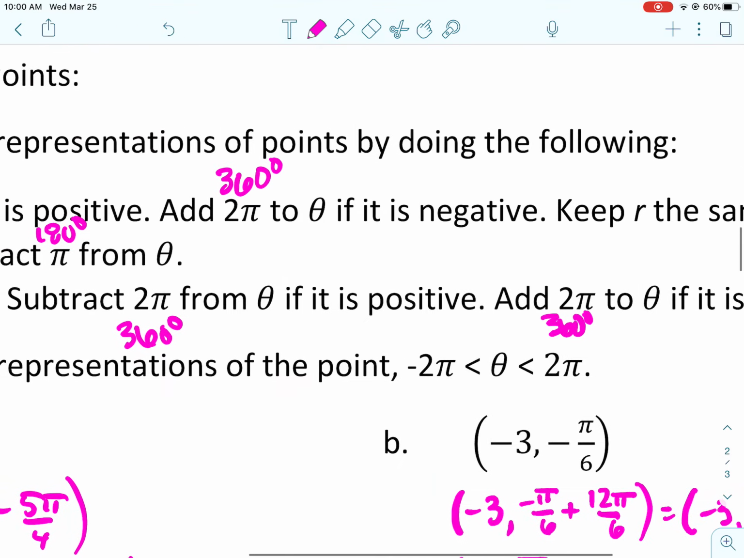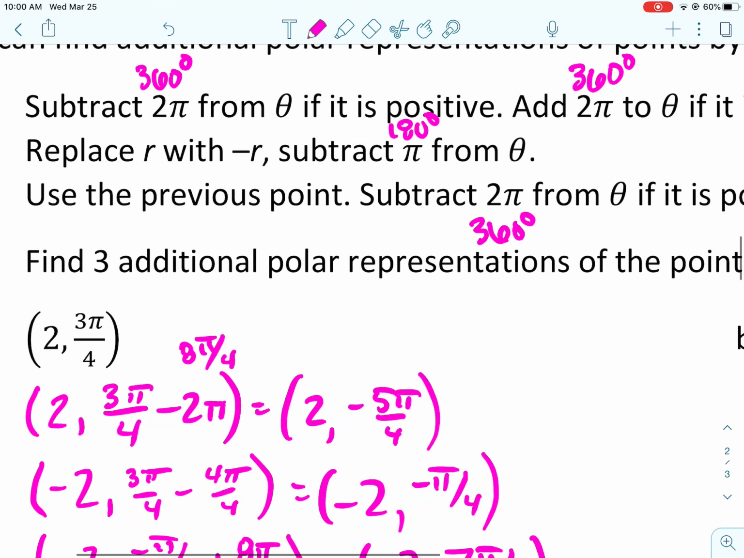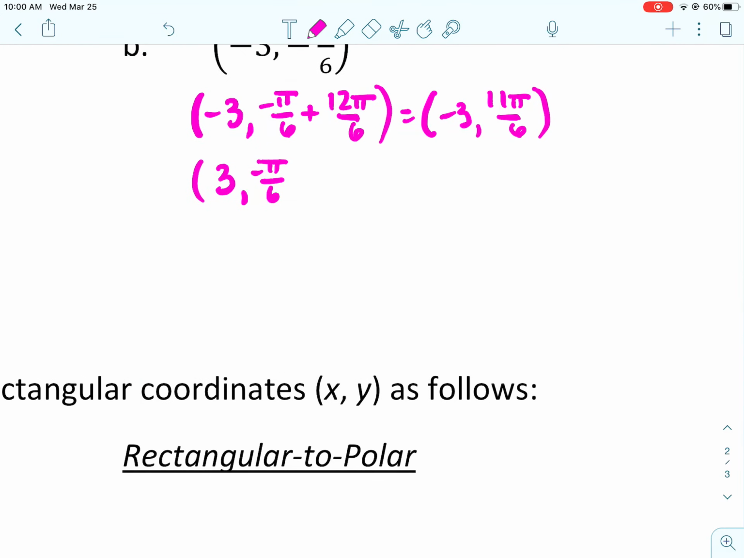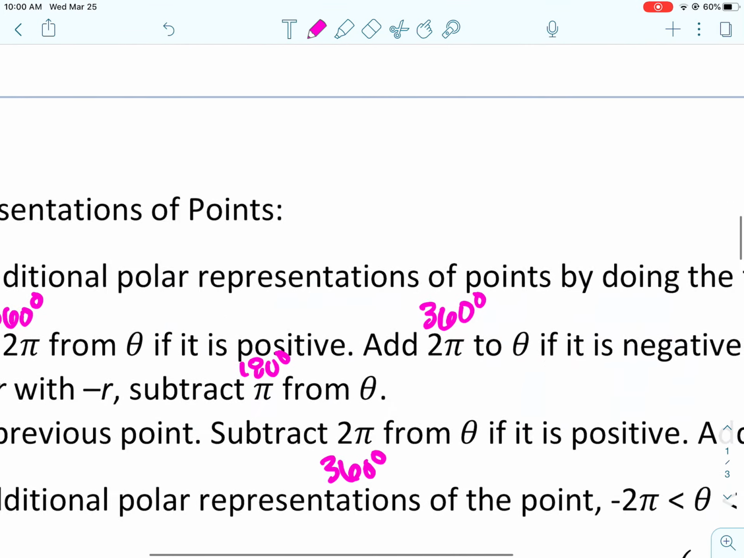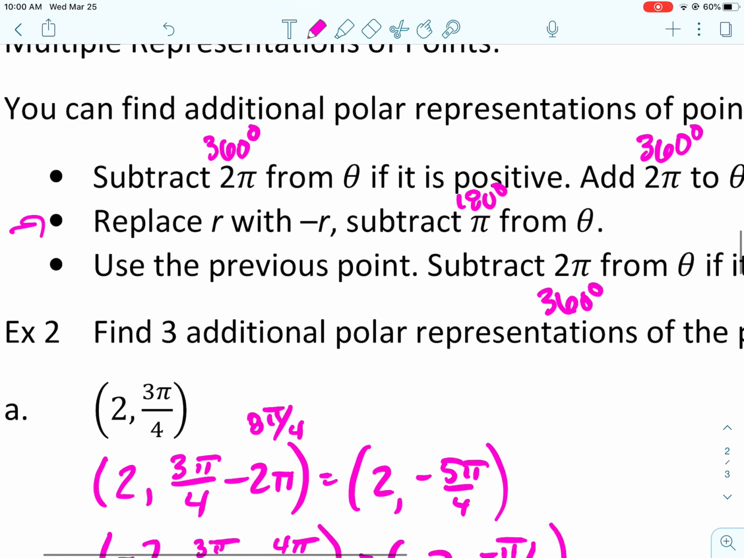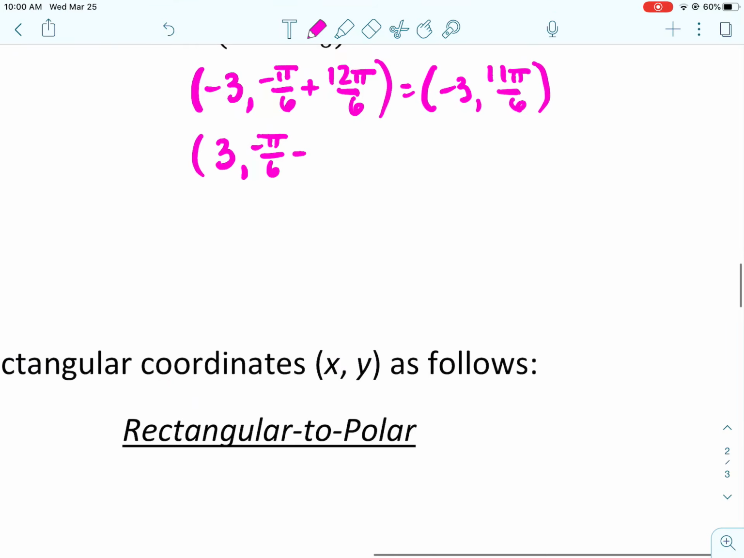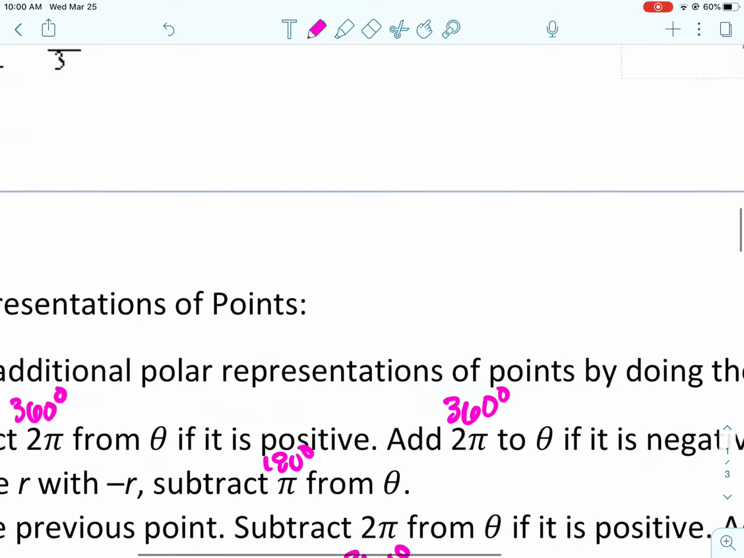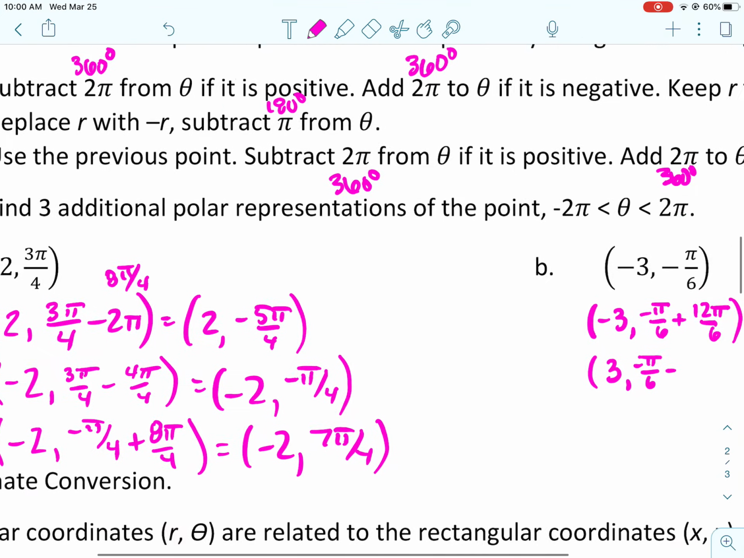The second thing that we can do is take r and make it the opposite. And then take our theta. And because it was negative, we're going to, oh, it doesn't matter. We're still going to go ahead and subtract pi from theta. So pi in this case is going to be, wait, let me look at it again.